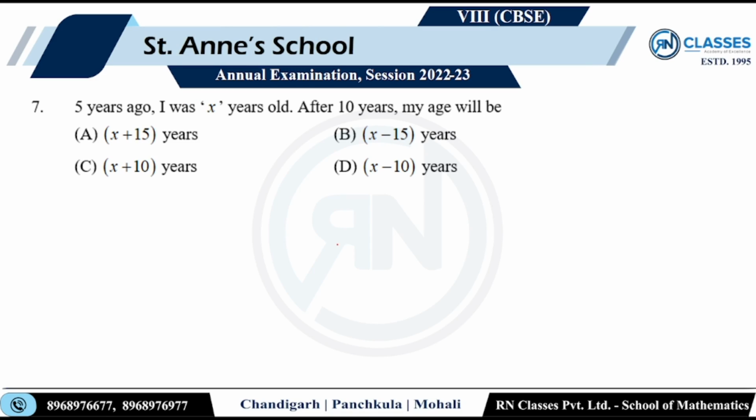Next. 5 years ago, I was x years old. After 10 years, my age will be. Okay, look, he talked about 5 years ago. I was x years of age. Now he is saying 10 years after. For 10 years after, we need my present age, right? So 5 years ago, if my age was x, presently I am 5 years older, so present age is x plus 5. And after 10 years, add 10 to x plus 5, and the work is done. So final answer would be x plus 15. x plus 15 is the right option.